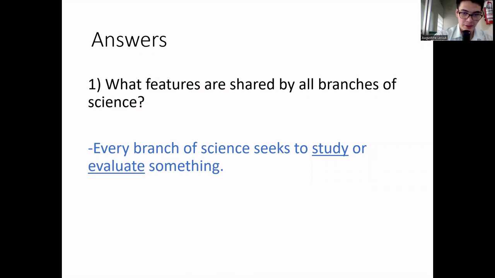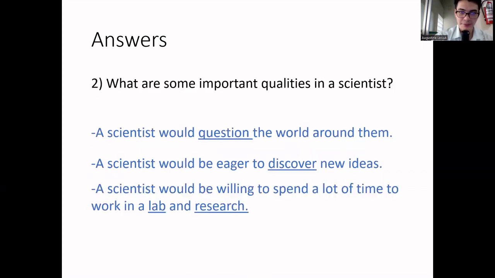All right. Now, for the next one, what are some important qualities in a scientist? According to the passage, a scientist would question the world around them. So they'll ask questions about how something works, why something happens, or what's going on. Okay. A scientist would be eager to discover new ideas. So a scientist would be happy when they find new data, when they discover something new, something unexpected perhaps. That would be something a scientist would want.